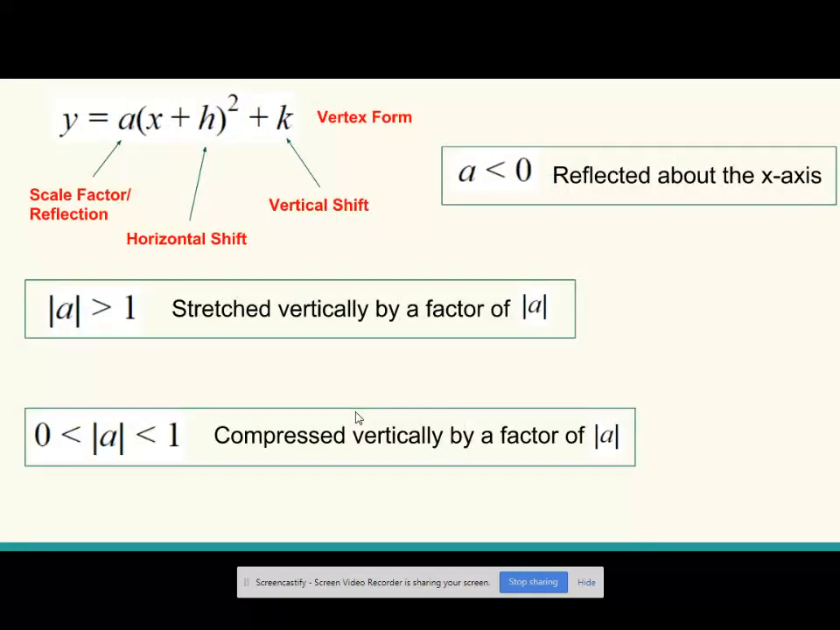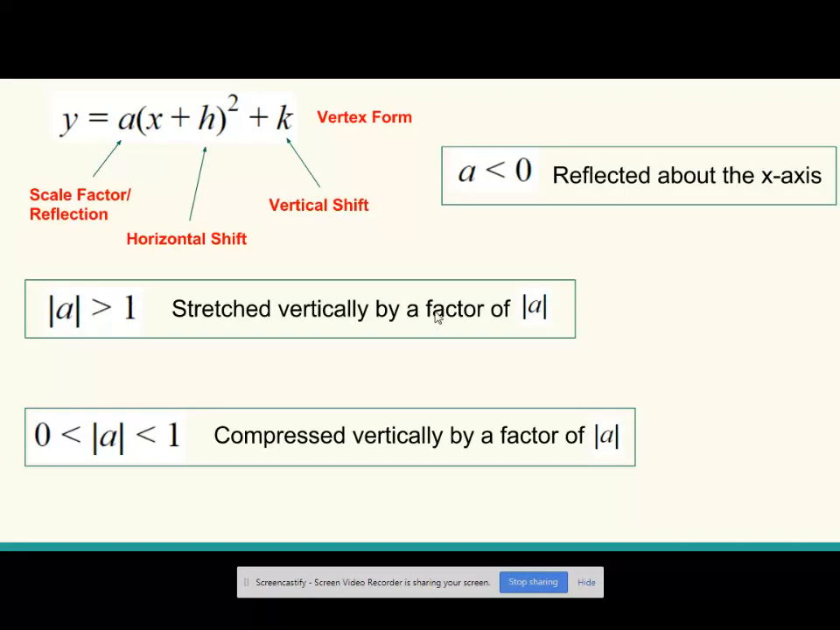The A, I told you I'd come back to that letter A, the scale factor and reflection. I'll pause it if you need to write all this down. I'm just going to say it, but pause it and take the time you need. This tells us how much we are stretching and compressing that U. We're making it a tighter U, almost to a V shape, if you really shrink it in, or we're making it a really, really flat U. If the absolute value of A is bigger than 1, and we have the absolute value here because it could be a negative, it's going to be stretched vertically.